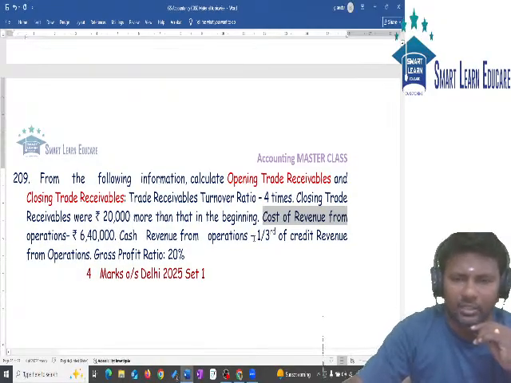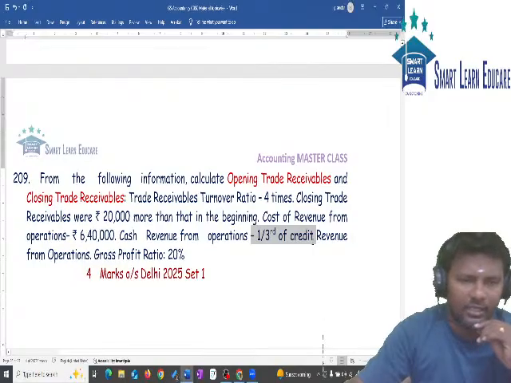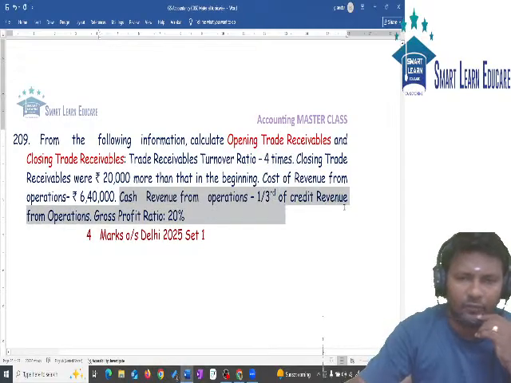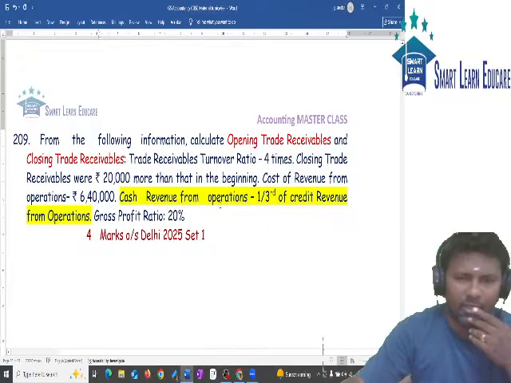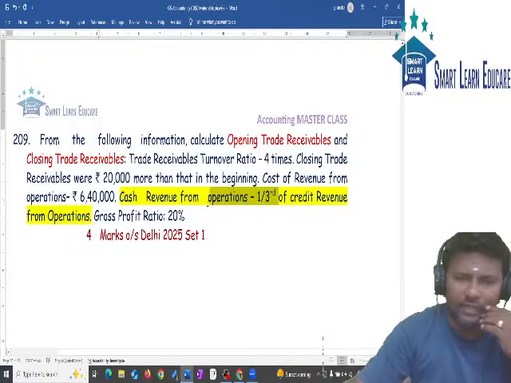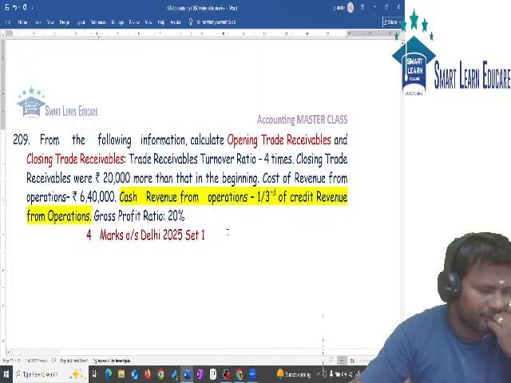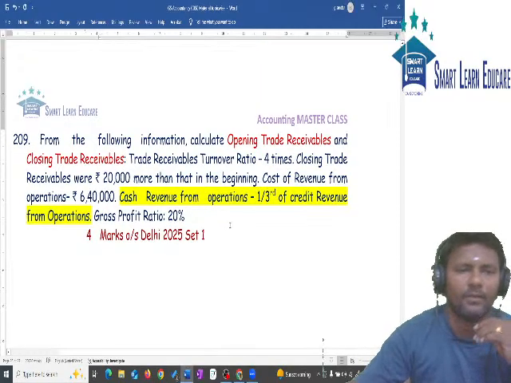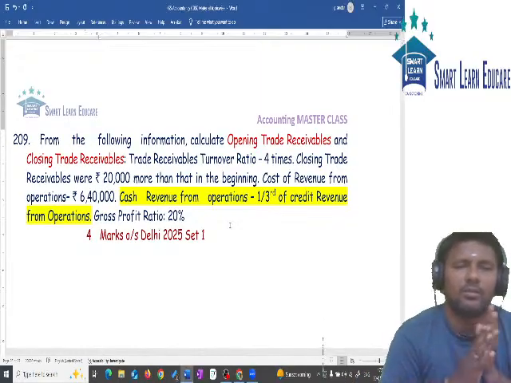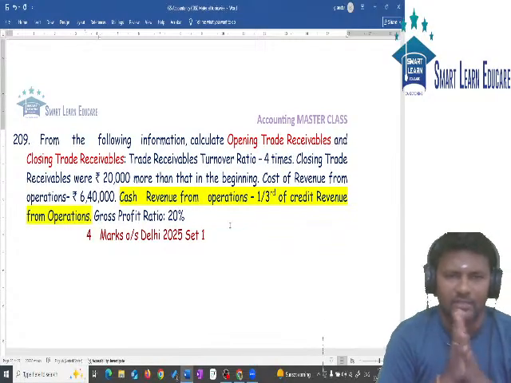Cash revenue from operation is one third of credit revenue from operation. This is the important line in the question. Now go through this question. We'll start solving this.